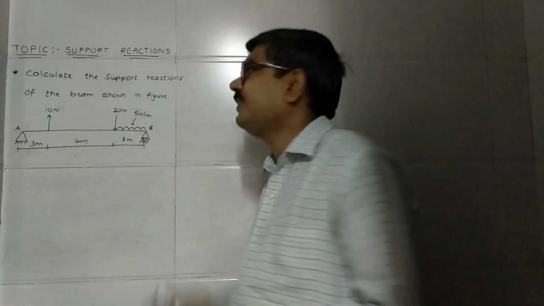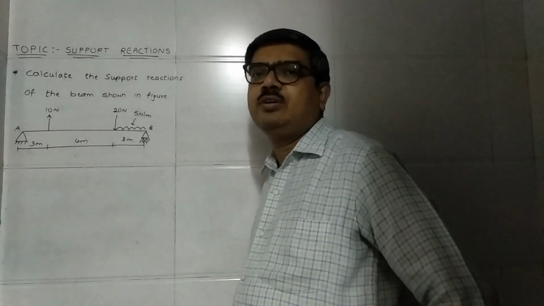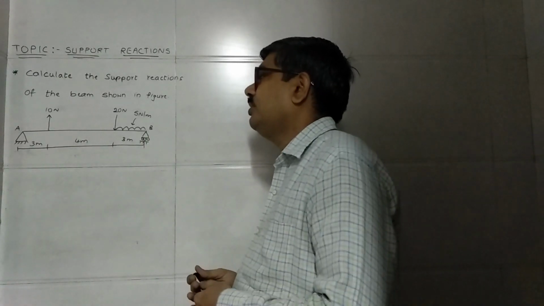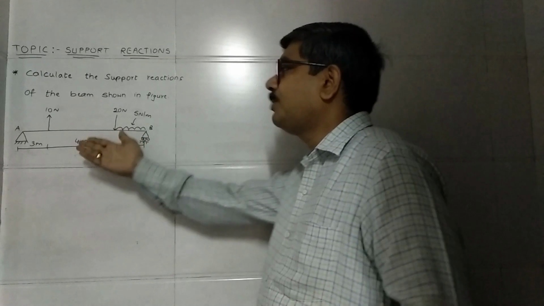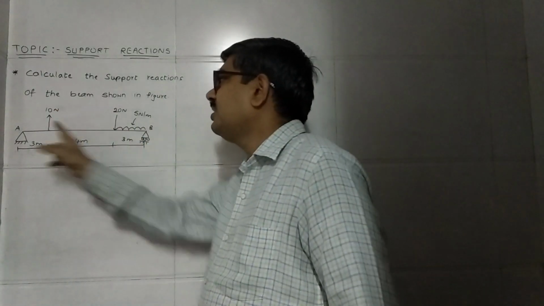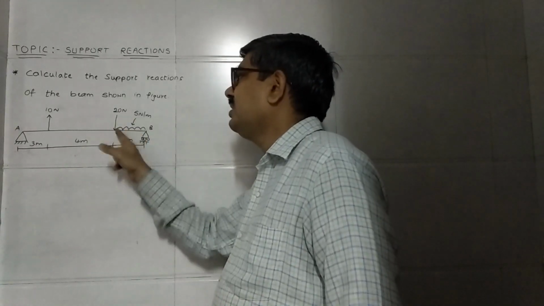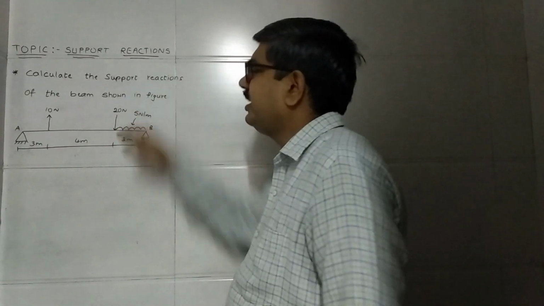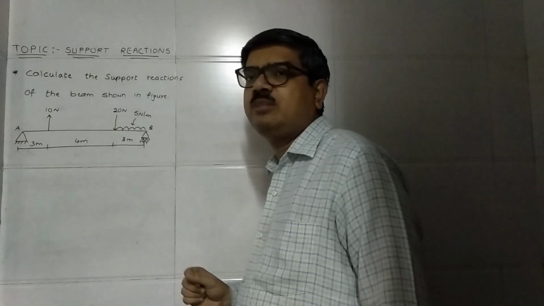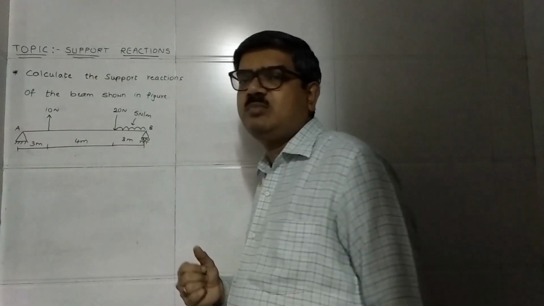Hello students, now another video on support reactions. As you can see here, a simply supported beam is there. Three loads are there. One is a point load acting in upward direction, 10 newtons, another point load of 20 newtons acting in downward direction, and a UDL of 5 newton per meter of span 3 meters.